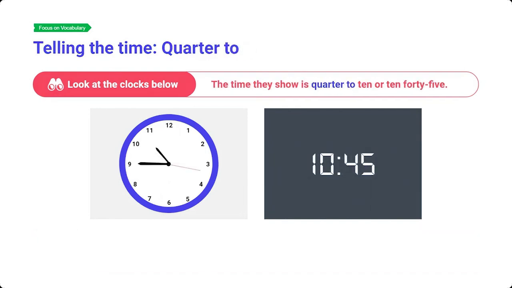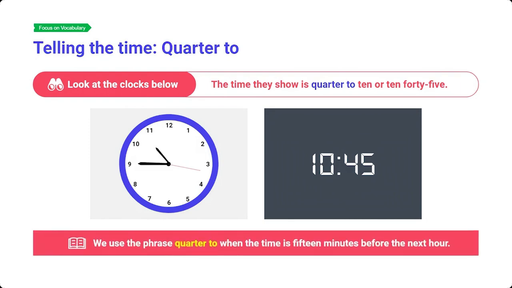Look at the clocks below. The time they show is 10:45. We use the phrase quarter to when the time is 15 minutes before the next hour.